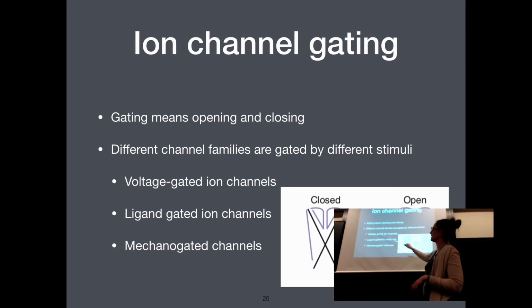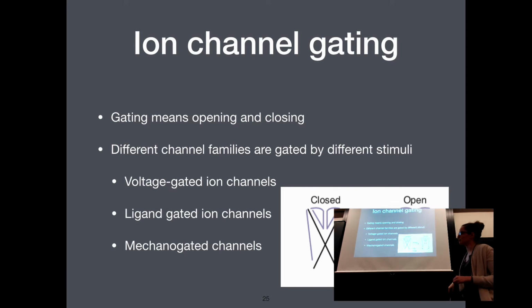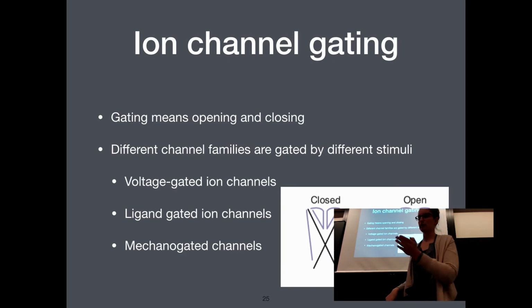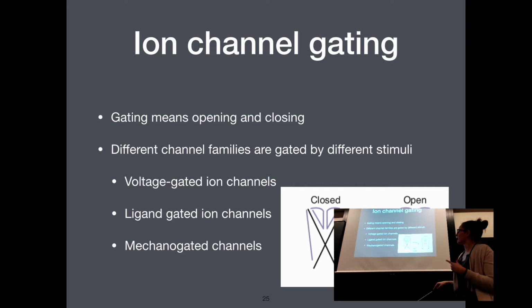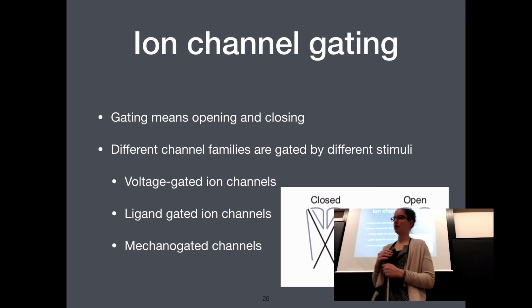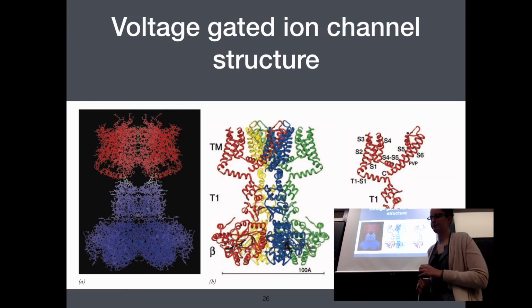So some of them are gated by changes in the voltage or the membrane potential. I just told you that the resting membrane potential is minus 70 millivolts, but when there's an electrical signal, like an action potential that comes, this changes the voltage, and these specific channels are in charge of conducting ions in a voltage-dependent way. There are channels that are gated by ligands binding, and there are channels that are gated by mechanical types of action, and we're going to just see a couple examples of those.